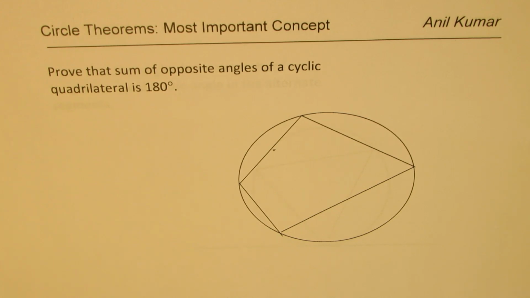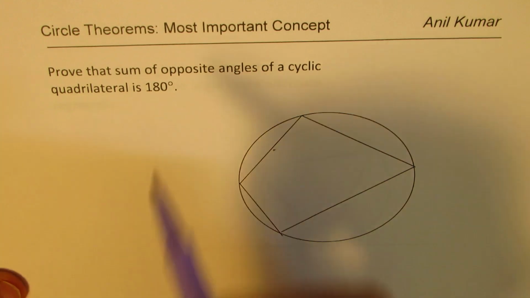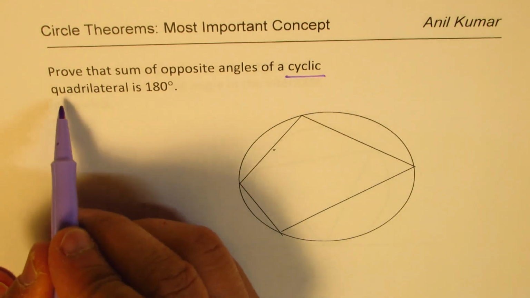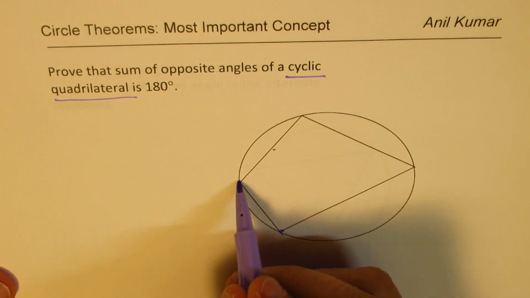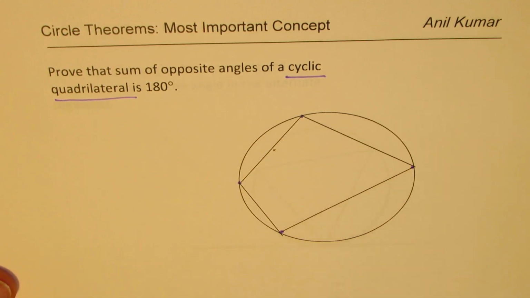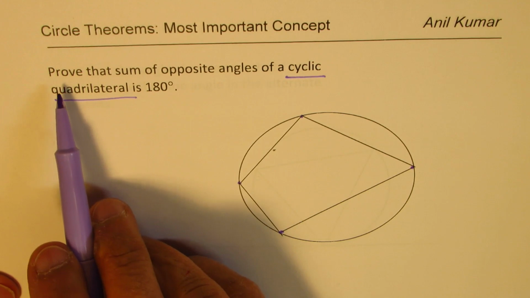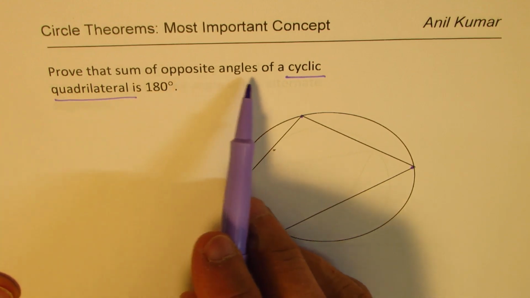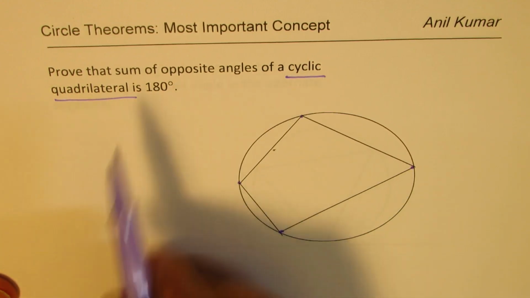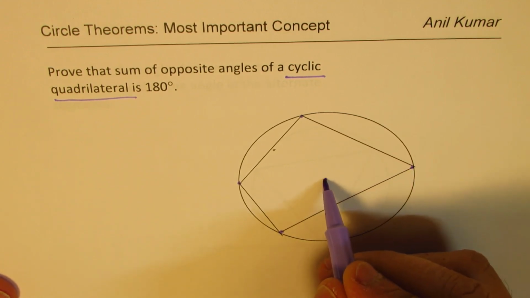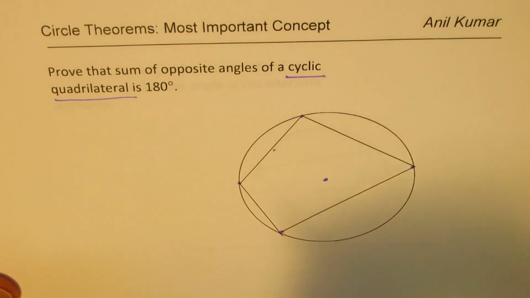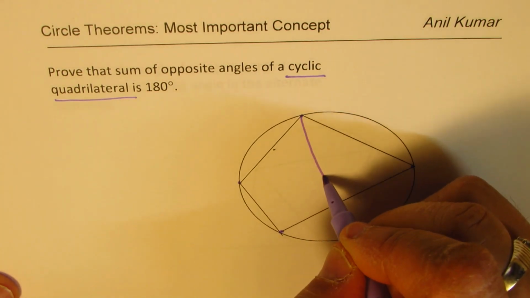Now this theorem is based on a cyclic quadrilateral, right? So we're talking now about a cyclic quadrilateral. Any quadrilateral inscribed in a circle with its vertices on the circle will be termed a cyclic quadrilateral. We need to prove that the sum of opposite angles of a cyclic quadrilateral is 180 degrees. Well, let's find the center. Let's say this is the center of the circle, right? So let's join these lines with the center.